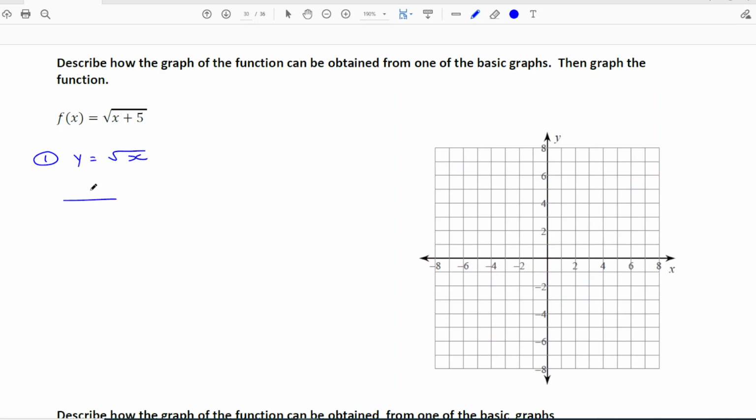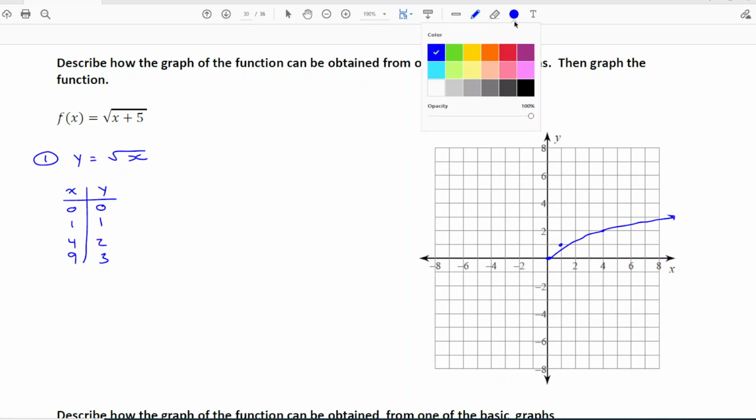the square root of x, which hopefully everybody's getting more and more comfortable with, using x values 0, 1, 4, 9 to get the y values 0, 1, 2, 3. So let's plot those. Oh, I didn't make my grid big enough. That's okay. All right, then what do they want me to do? Well, now we're going to do our transformation.